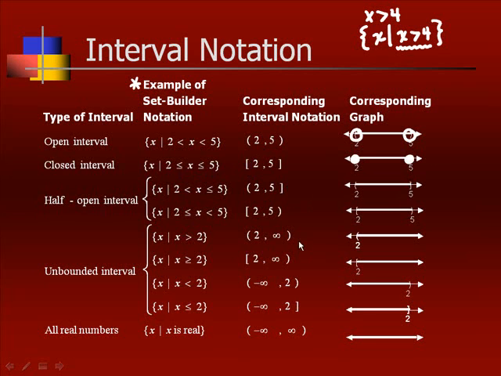Then we can have half-open intervals. We have unbounded intervals. Anytime you see the graph go off to the right, you know it's infinity. Anytime you see the graph go off to the left, it's negative infinity. And anytime that the whole graph is shaded, we'll say it's all real numbers, and sometimes we'll use a little bolded R to denote all real numbers.